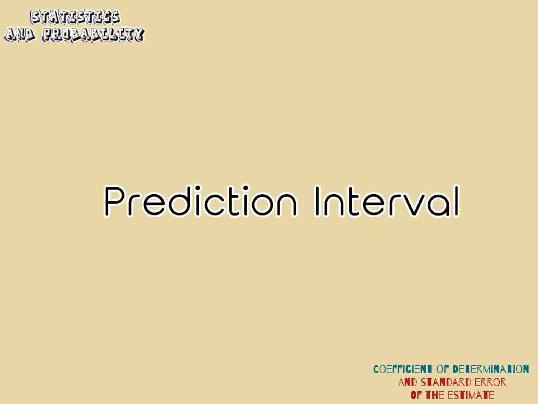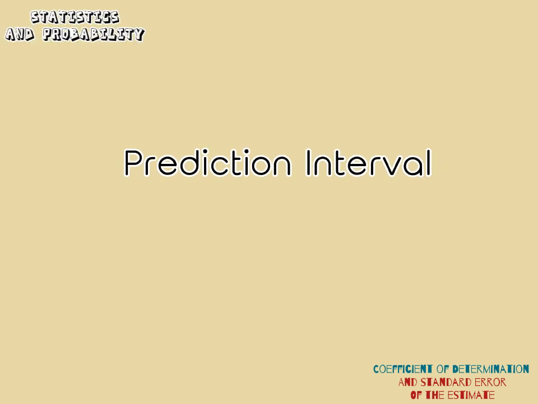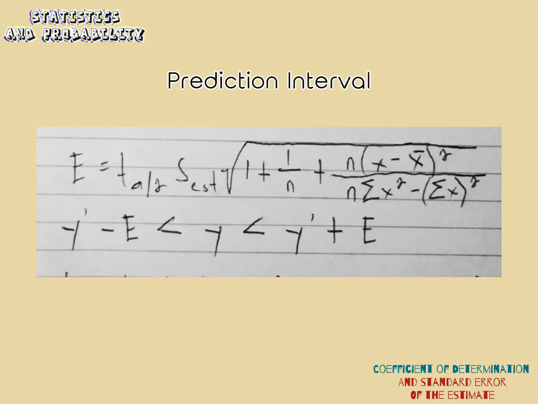Next, we'll need to find the prediction interval. A prediction interval is a range of values that is likely to contain the value of a single new observation given specified settings of the predictors. Why do we use these intervals? It is to provide a way to quantify and communicate the uncertainty in a prediction. And this is the formula in finding the prediction interval.